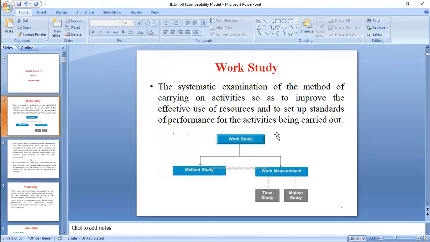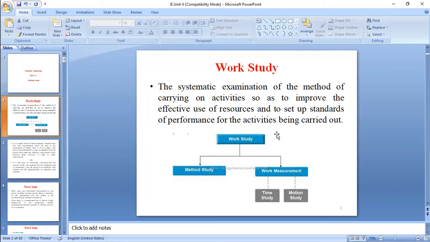So work study is a systematic examination of methods to carry out the different activities so as to improve the effective use of resources and to set up the standard performance for the activities being carried out. If we need to improve the productivity of the organization, then we need some systematic examination of the methods which were previously executed, and we need to carry out some activities to improve the effective use of the resources.